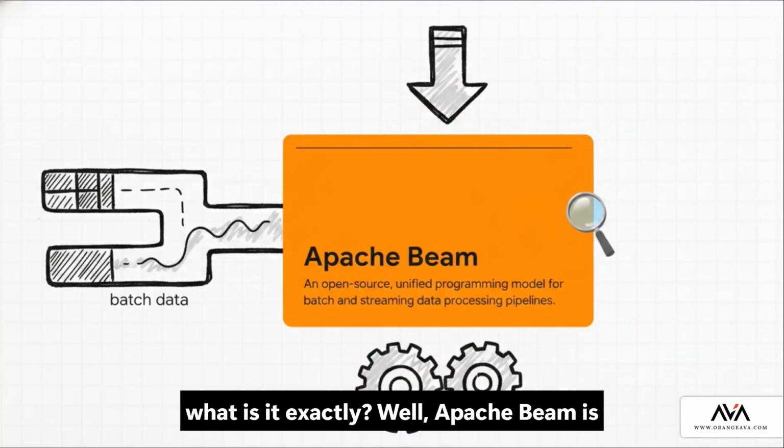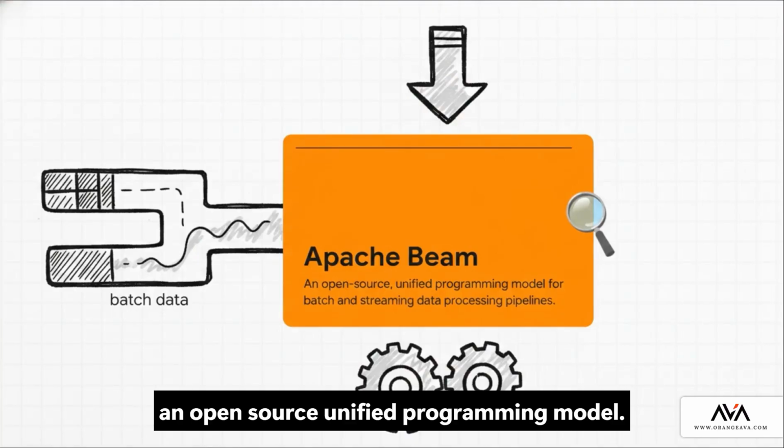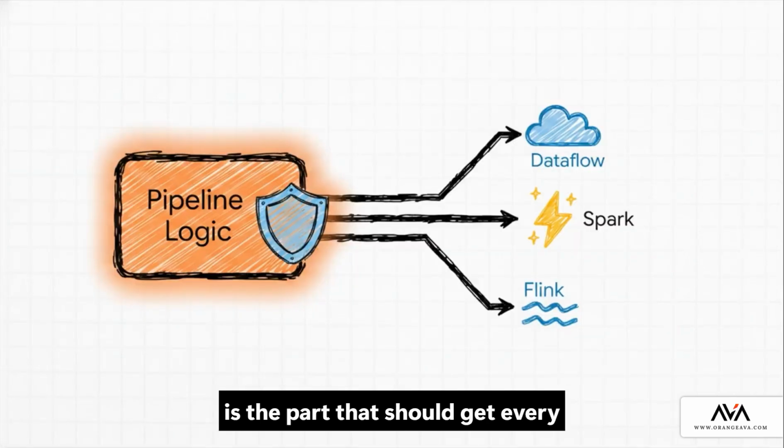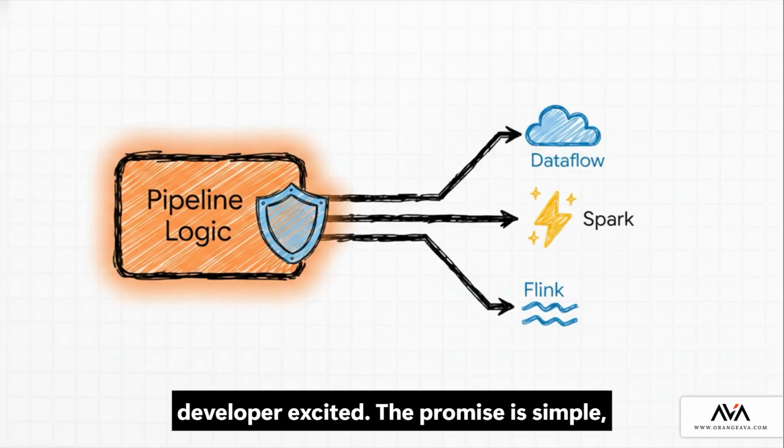So what is it exactly? Well, Apache Beam is an open source, unified programming model. And listen, the most important word in that whole sentence is unified. It gives you one single, consistent way to handle both your batch data, the bounded stuff, and your streaming data, the unbounded stuff.